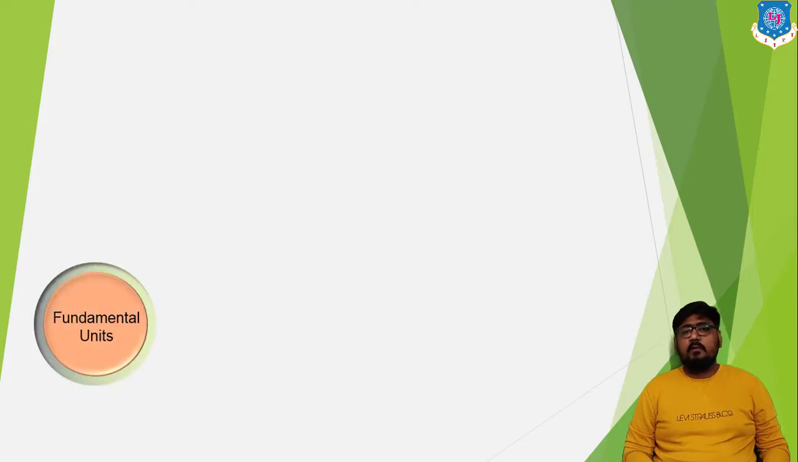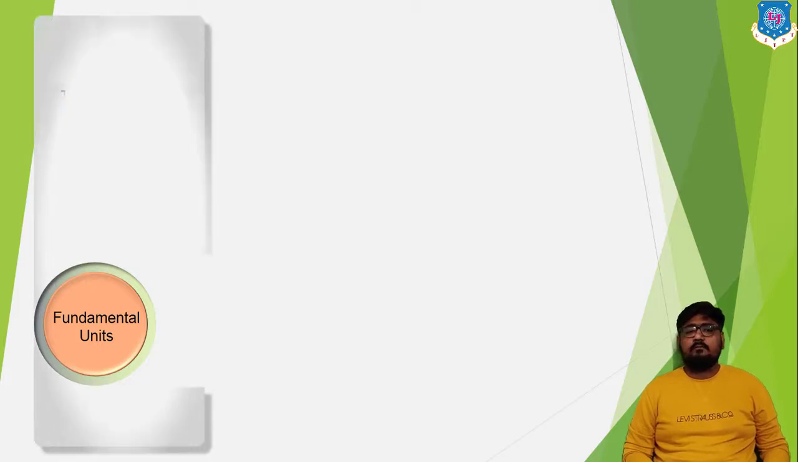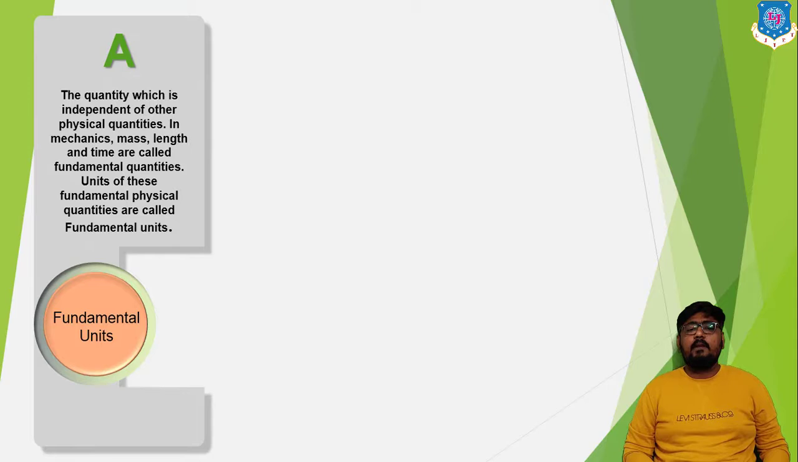There are basically two different types of unit. First is the fundamental unit and another one is the derived unit. Let us first talk about fundamental units. A quantity which is independent of other physical quantities is known as a fundamental quantity. In mechanics, mass, length and time are the three fundamental quantities. The unit of a fundamental physical quantity is known as a fundamental unit.